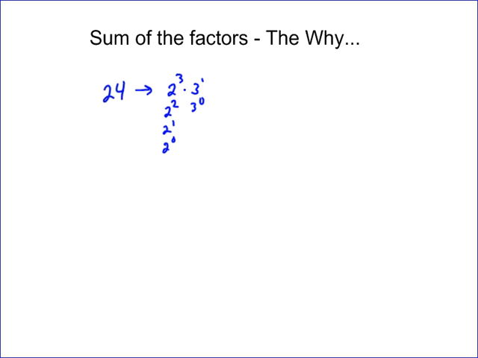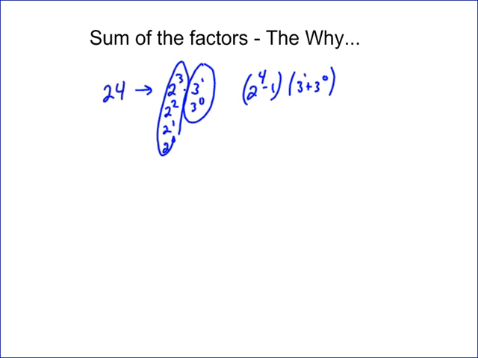To find the sum, you add up these and multiply it times the sum of these. So with this one, we always use that formula of 2 to the fourth minus 1 times 3 to the first plus 3 to the 0. 2 to the fourth minus 1 is 15, so it'll be 15 times 4, which is 60. So the sum of the factors is 60, using our shortcut.